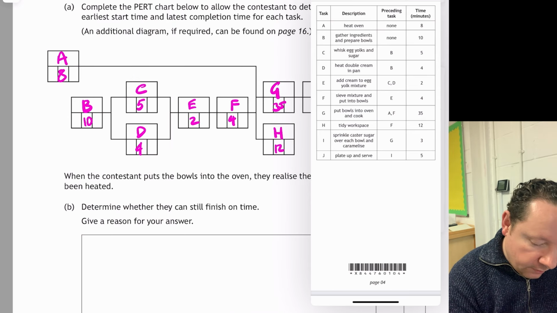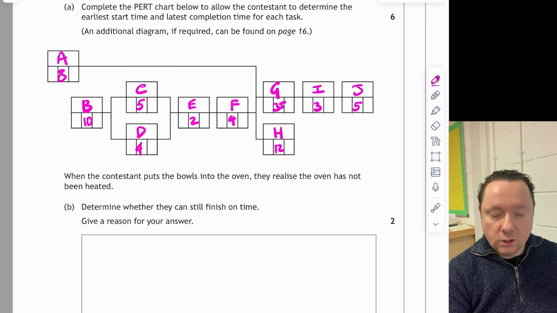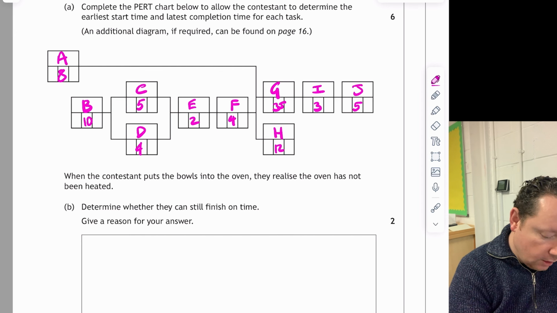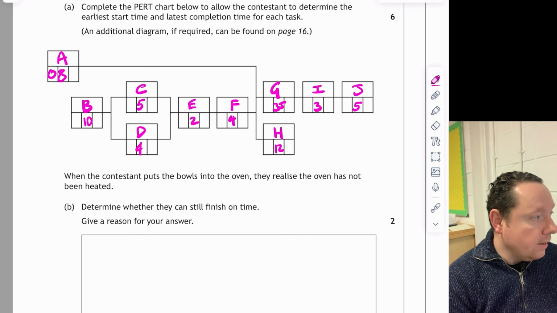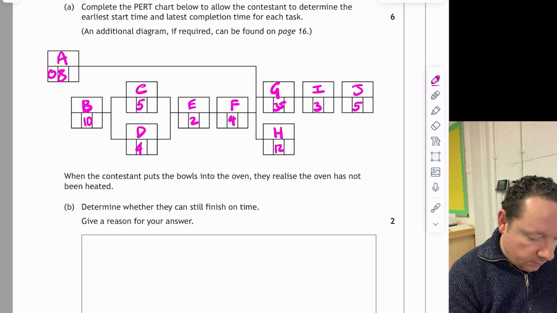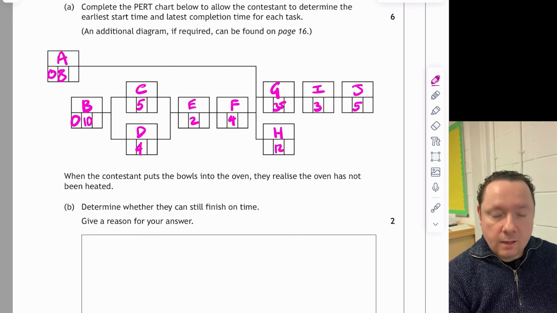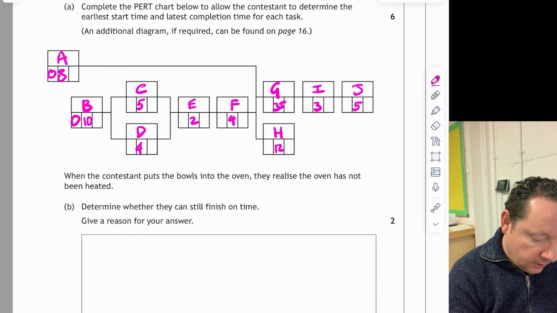We can kind of get rid of this document now, we don't really need it. So let's do our forward scan. We've got 0 to start with here. And then moving on to the B, that also starts at time 0. And then 0 plus 10 is 10. So we've got 10 is when this starts. This one also starts at 10.